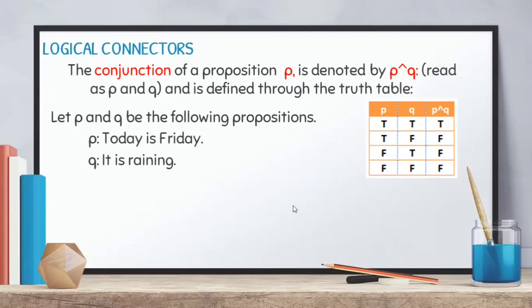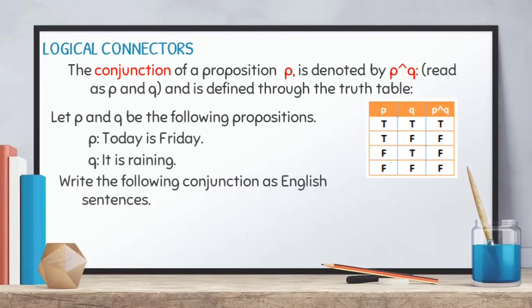Now let's check our situation. Is it raining right now? It is not raining right now. So meaning this is also a false proposition. So therefore, if we're going to use our truth table for our proposition P, which is false, and our proposition Q, which is also false, then it follows that our P and Q is also false. So this time, we're going to write our propositions P and Q using the symbols.